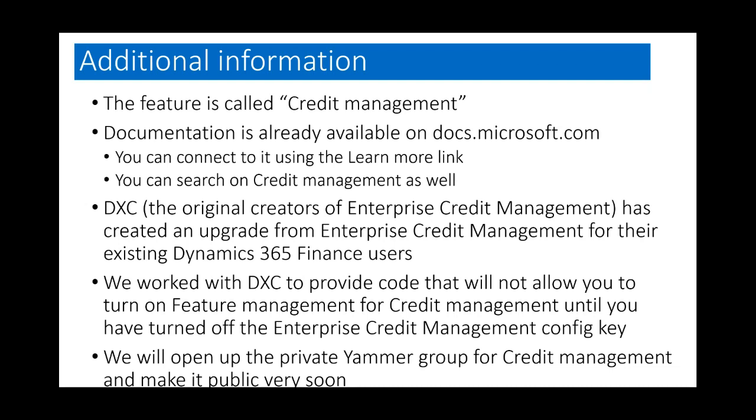So you can use the Learn More link on Feature Management. Turn it on and click on Learn More, or just search for Credit Management. There's a Credit Management overview. If you click on that, you'll get a list of others. There's over 30 pages of documentation out there now on how this works, and there's a lot of good detail, so you can actually start looking at it right now.